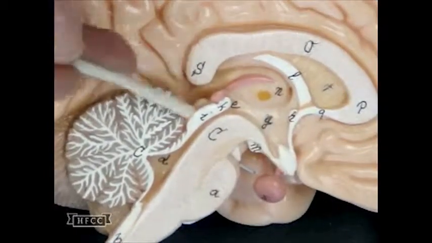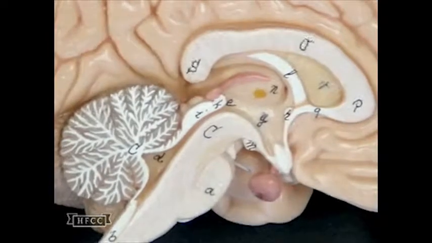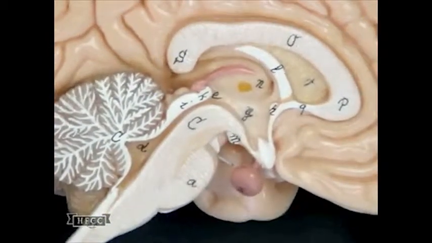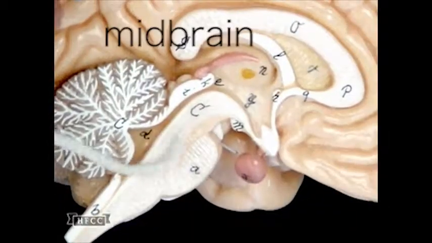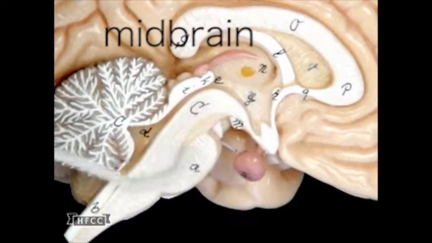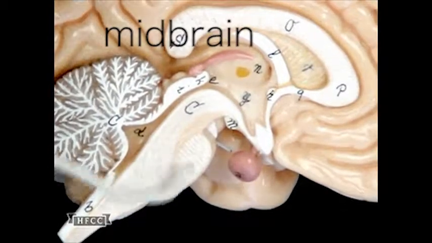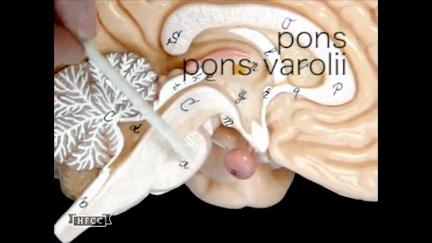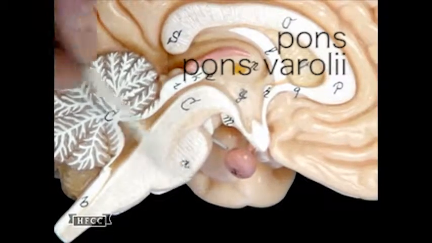The white there is the edge of the corpora quadrigemina, and covering those double bumps is the tectal lamina. That zone there is the midbrain, with many structures that are not detailed out in the model. This is the pons, or pons varolii, that's being touched and encircled right there.